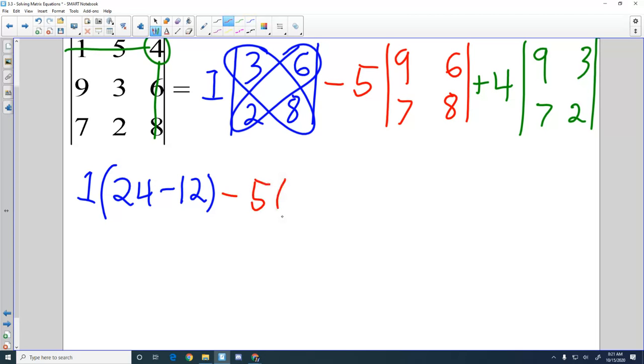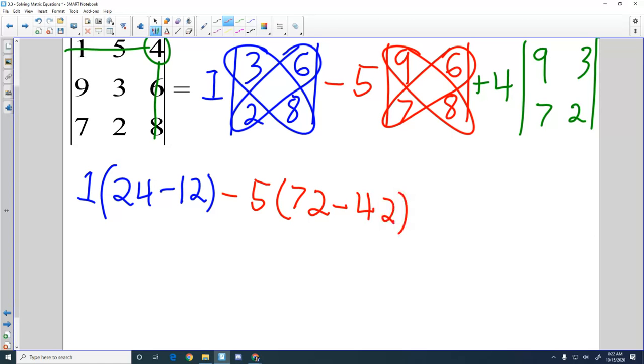Minus 5 parentheses, that was the number out in front of the 2 by 2 matrix. Do not distribute it in. You cannot distribute into a determinant because of order of operations. It says you have to find the determinant first, basically. Parentheses comes before multiplication. And you take 9 times 8, which is 72, minus 7 times 6, which is, yes. For some reason, students always forget that one. 7 times 6.